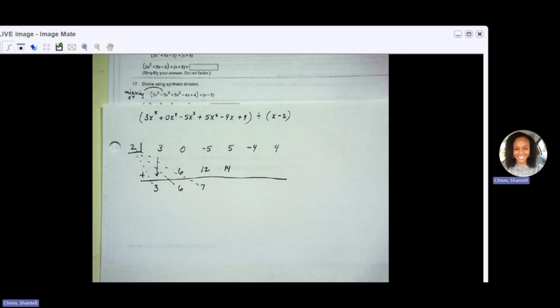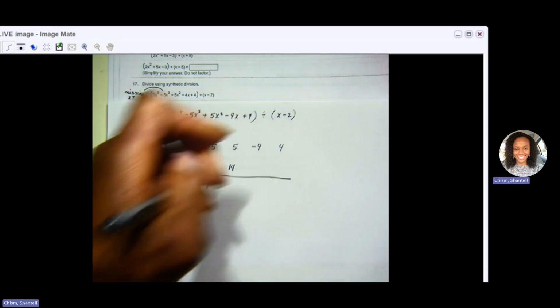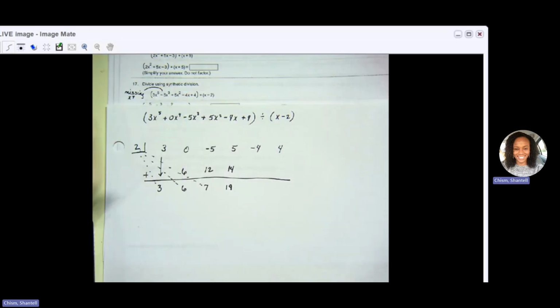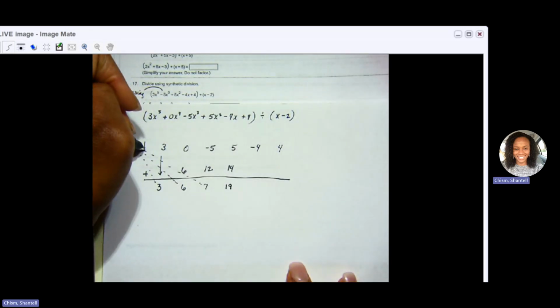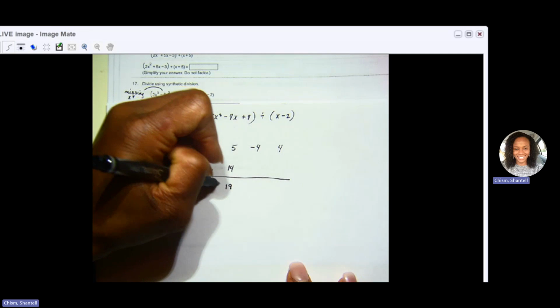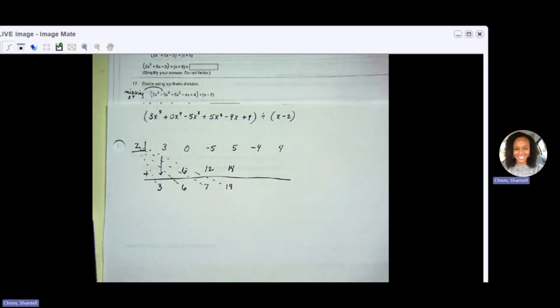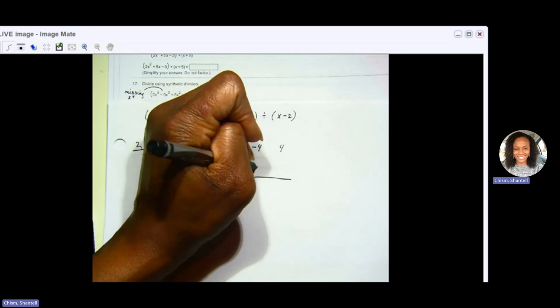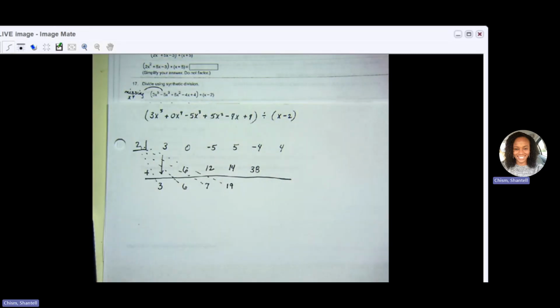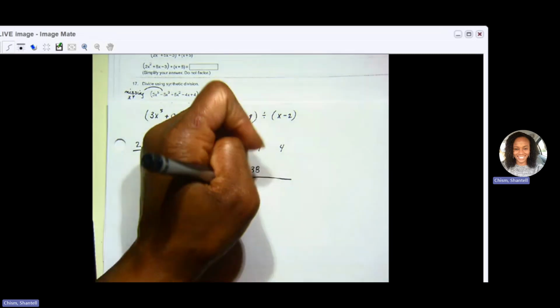14 plus 5. That is 19. Bring my calculator out when I need it. That's 19. Okay. Then I say 2 times 19, which is 38. I put that in the next column. Negative 4 plus 38 gives me 34.